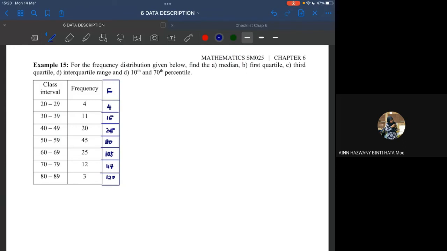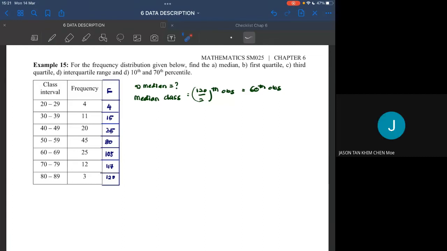Macam biasa, kalau ungroup data kita cari dia punya observation, sama juga group data you have to find the observation. Ataupun kita kena cari dekat kelas mana satu. So, median class. We have to find the median class dulu. So, total frequency kita ialah 120. So, 120 divided by 2, which here is the 60th observation. Dekat kelas mana 60th observation tu? 50 to 59. Okay, so this is your Q2.